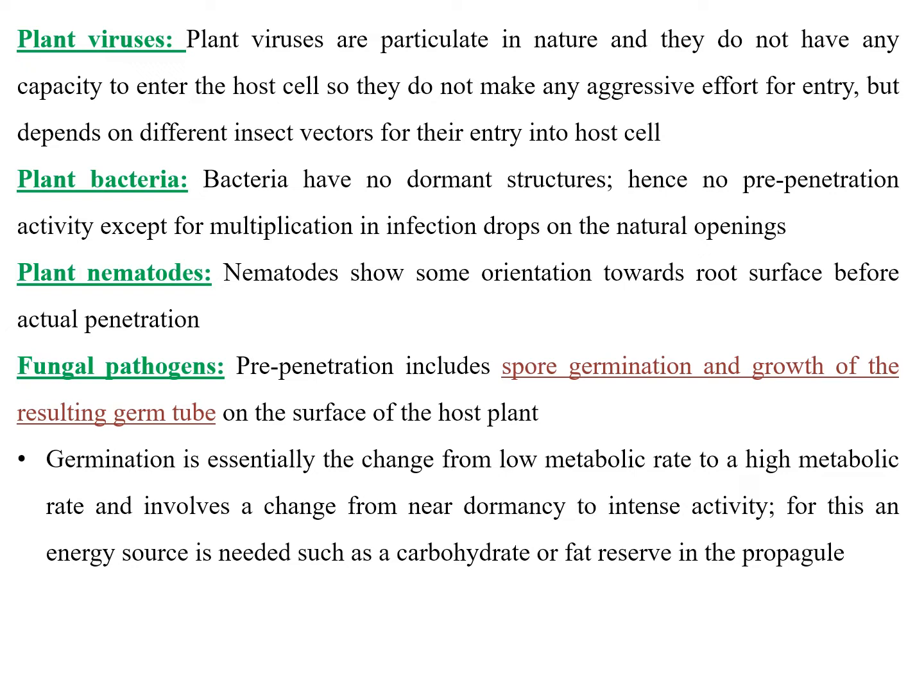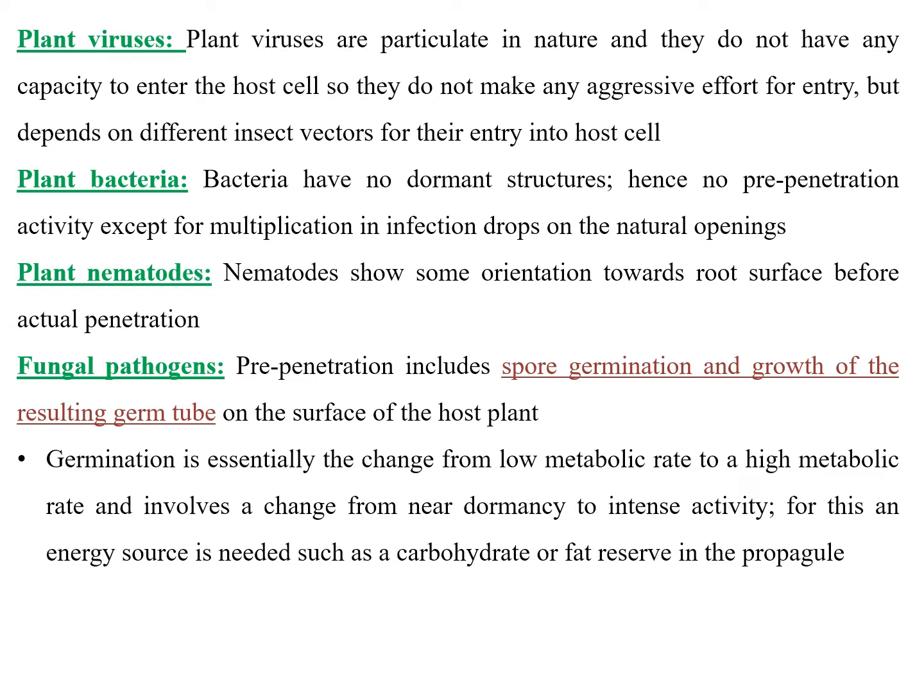In the case of plant bacteria, they do not have any dormant structures, so there is no pre-penetration activity, except that they multiply in the infection drops on the natural openings like stomata and hydathodes. So they do a multiplication activity to make the successful entry. And in the case of plant nematodes, nematodes show only some orientation towards the root surface before exhibiting actual penetration.